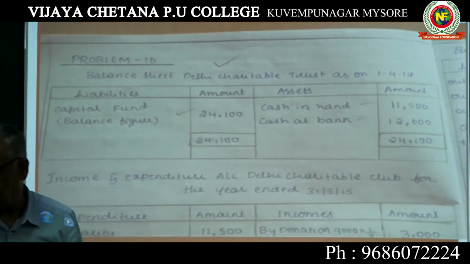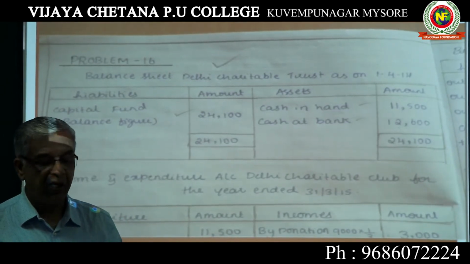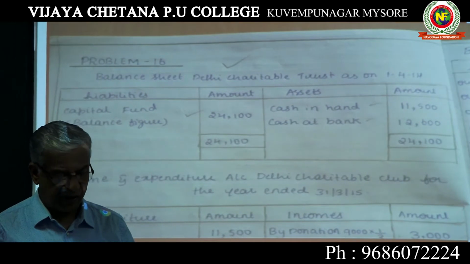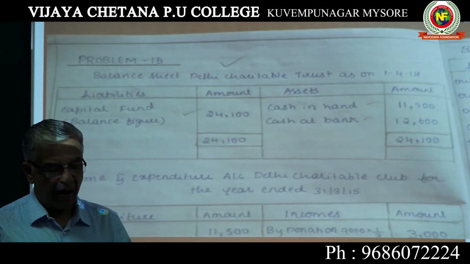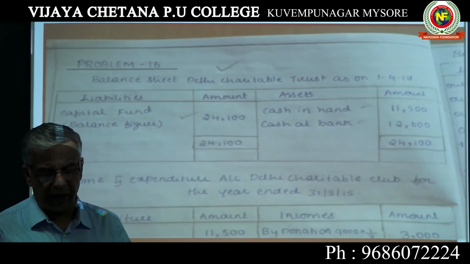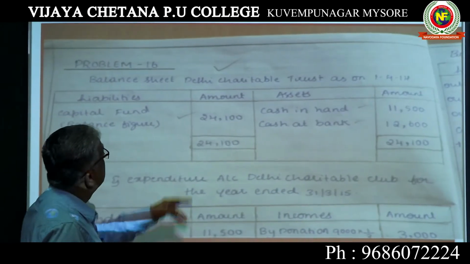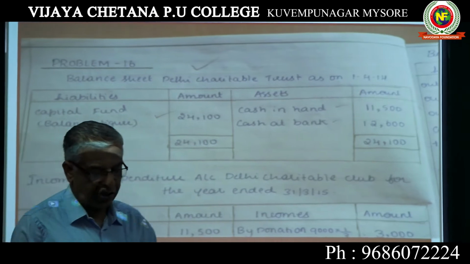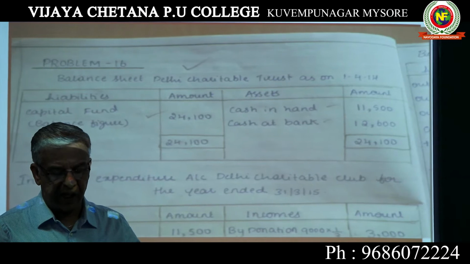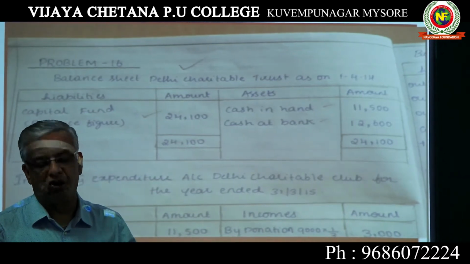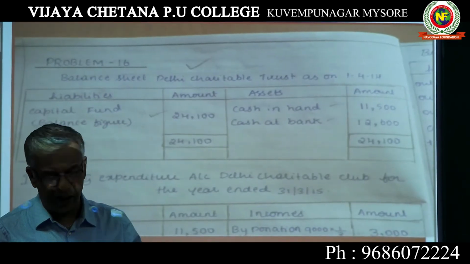Now, just before that, I am going to read out problem number 16, students. It is on page number 60. The receipts and payments account was prepared from the cash book of Delhi Charitable Trust for the year ending 31st March 2015. Receipts and payments account is given here, students.